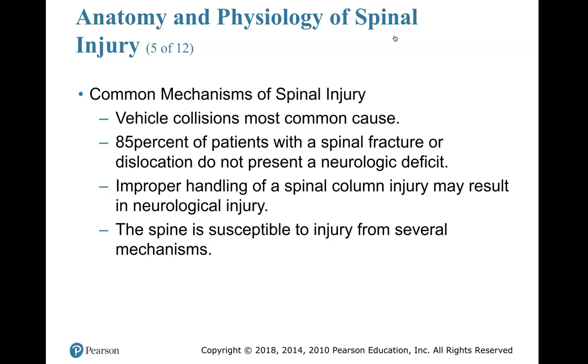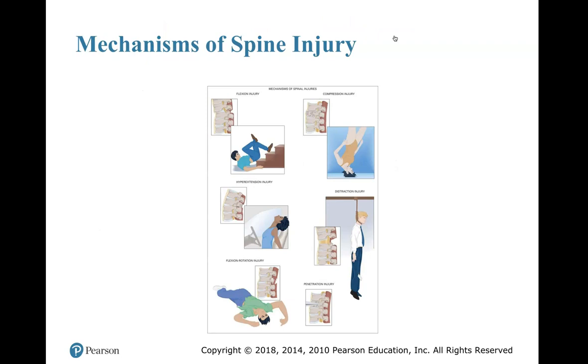of my body. All right, common mechanisms of spinal injury include vehicle collisions, which are the most common. 85% of patients with a spinal fracture or dislocation do not present a neurological deficit. Improper handling of a spinal column injury may result in neurological injury. The spine is susceptible to injury from several mechanisms. And here we go, we can see the mechanisms of spine injury.